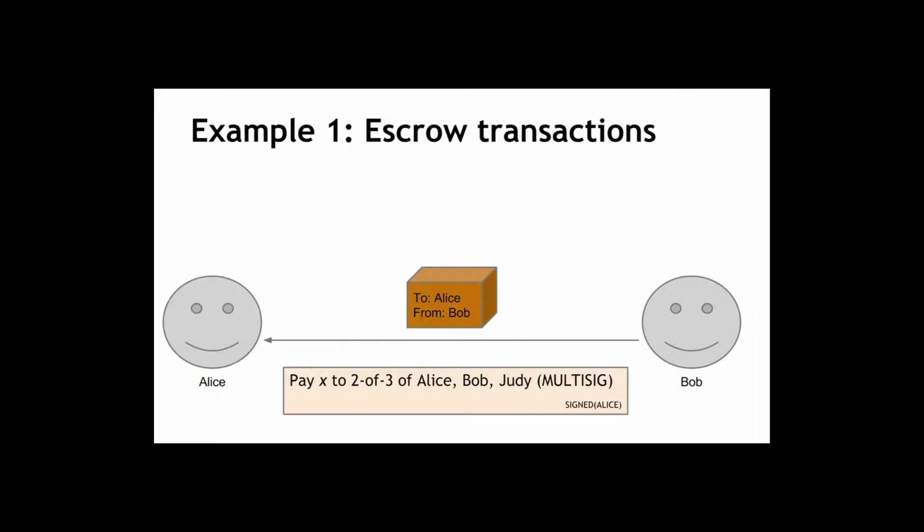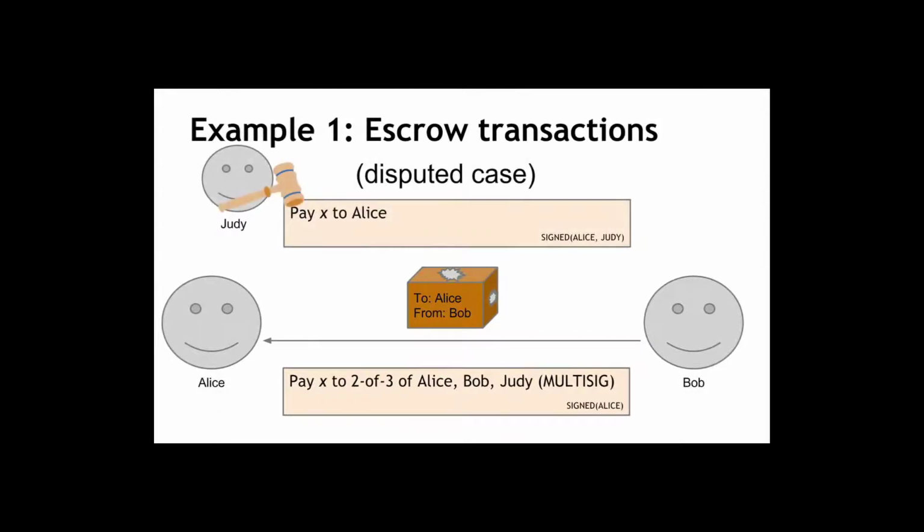Now, what would have happened if Bob didn't actually send the goods? Or if he tried to send them and they were lost in the mail? Maybe he sent the wrong size. Alice now doesn't want to pay Bob because she thinks that she got cheated and she wants to get her money back. So Alice and Bob are definitely not both going to sign a transaction that releases the money to Bob, but Bob's also not going to sign a transaction that releases the money back to Alice because he may be denying Alice's claim of fraud here. So now we're going to have to get Judy involved.